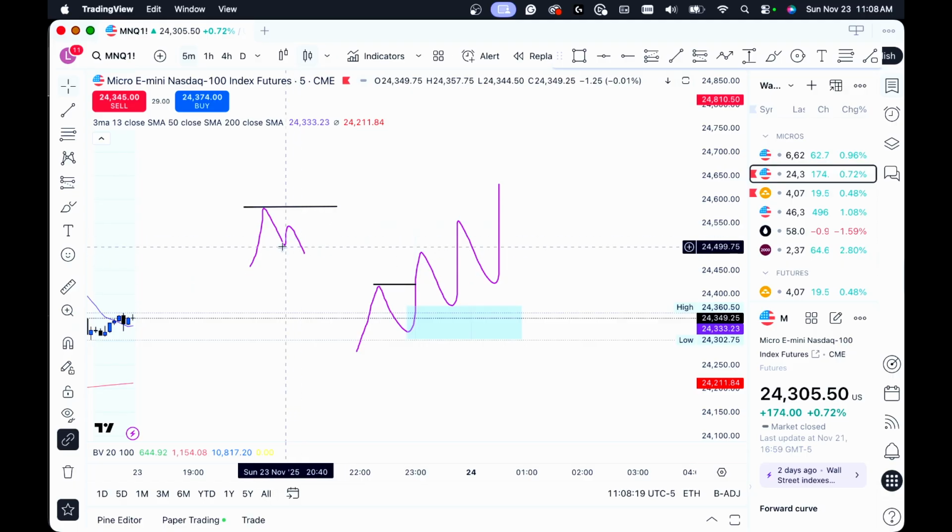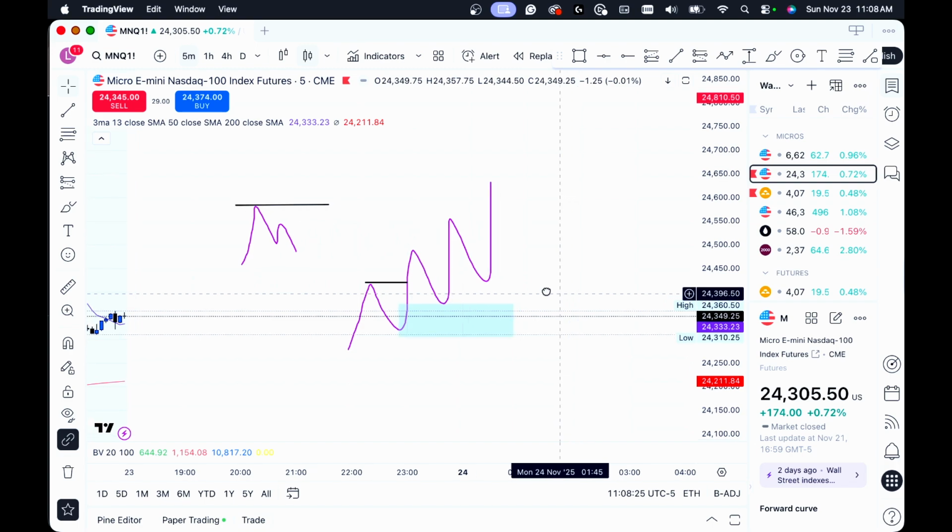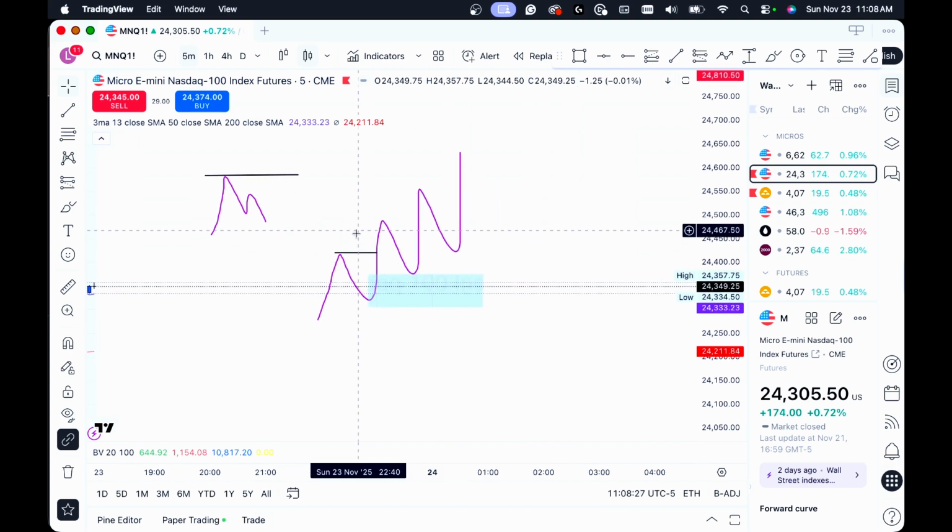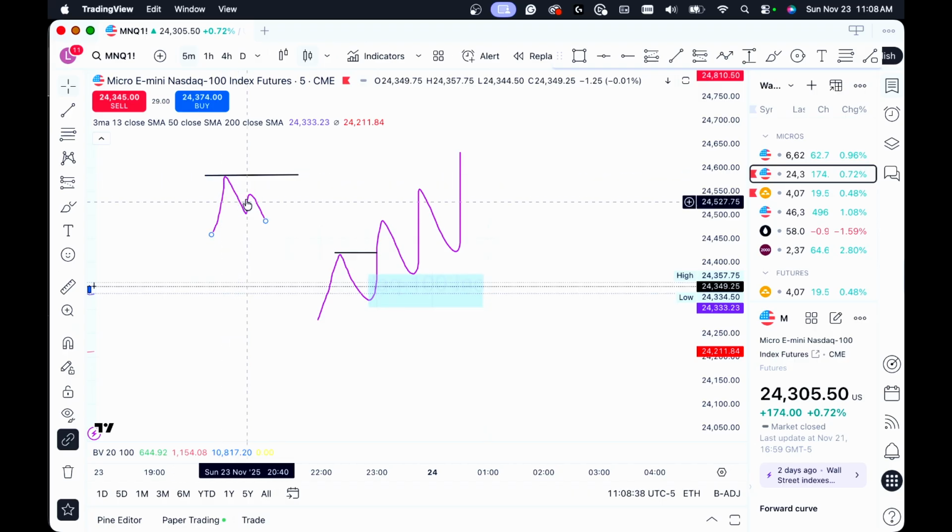Price breaks the structure. Then you draw your supply zone, right? That's next. We'll talk about that next. But you need to wait for the break of structure to create your demand zone. If price do not break your break of structure, you do not draw your demand zone. Period.